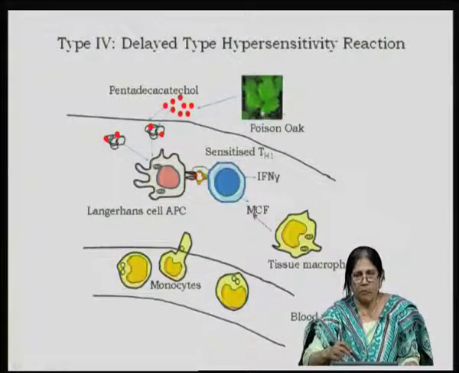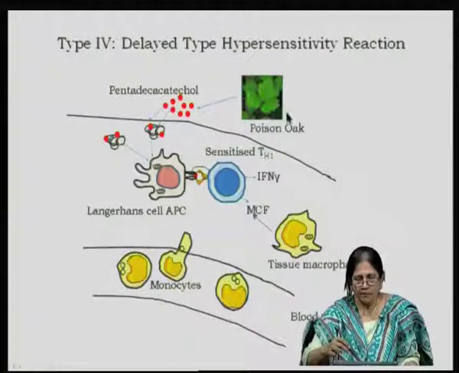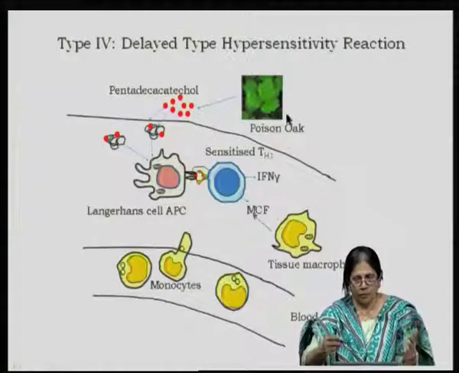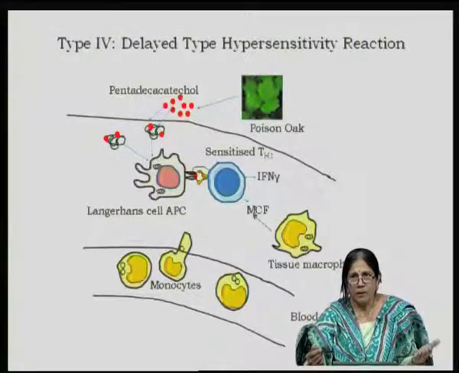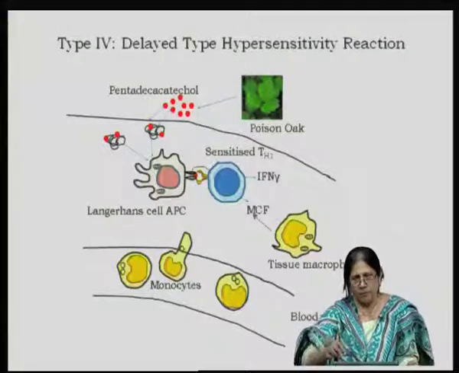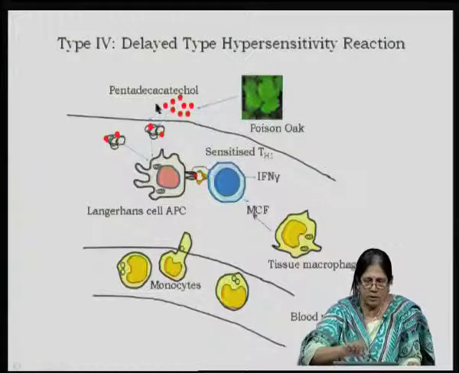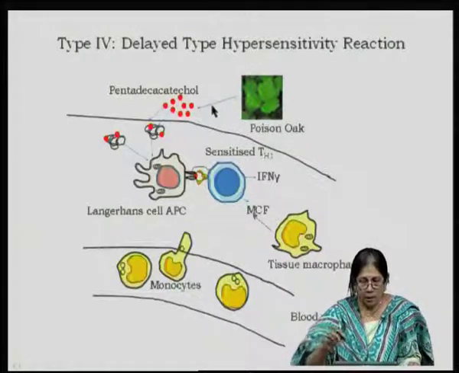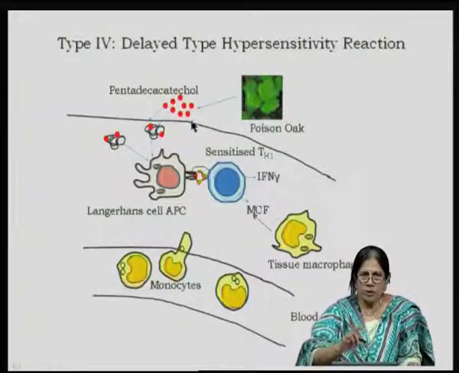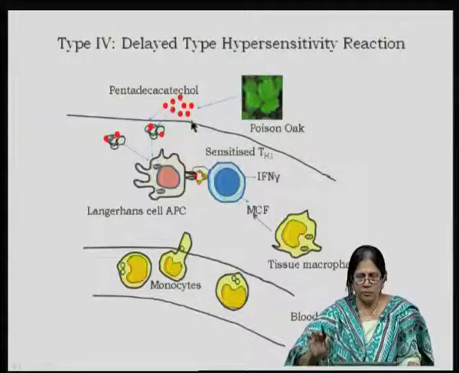The example over here is poison oak, but this could be a small molecule like turpentine. Some people are hypersensitive to turpentine. That is also a small molecule, just like poison oak, the toxin part of which is pentadecacatechol. This is a small molecule on its own, it does not evoke any immune response.